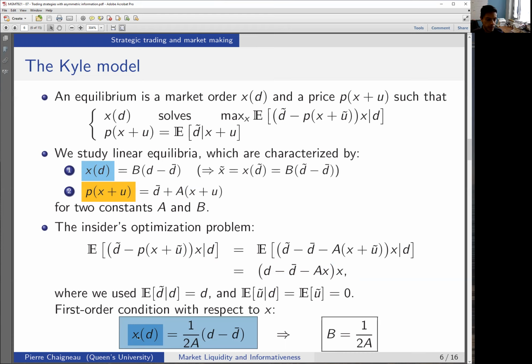Okay, so here, if you take the first order condition, you get that x is equal to this. And to take into account the fact that x is going to depend on d, we rewrite this as x of d, x as a function of d. But now let's compare this expression to what we postulated for the demand of the insider up here. If you compare these two things, immediately you get that B is equal to 1 over 2A. Okay, so this is the first equation that we needed to solve the model.